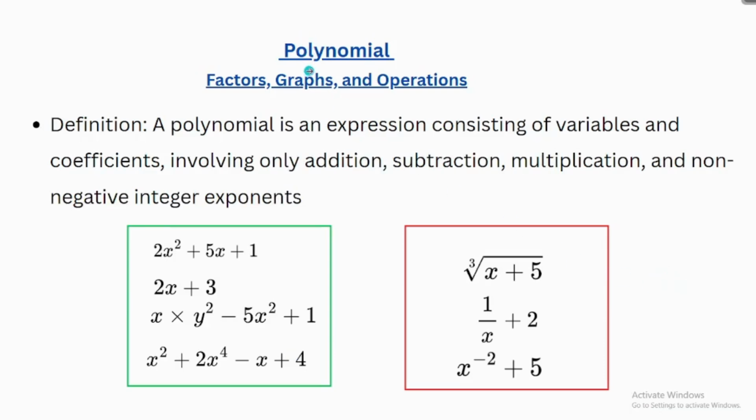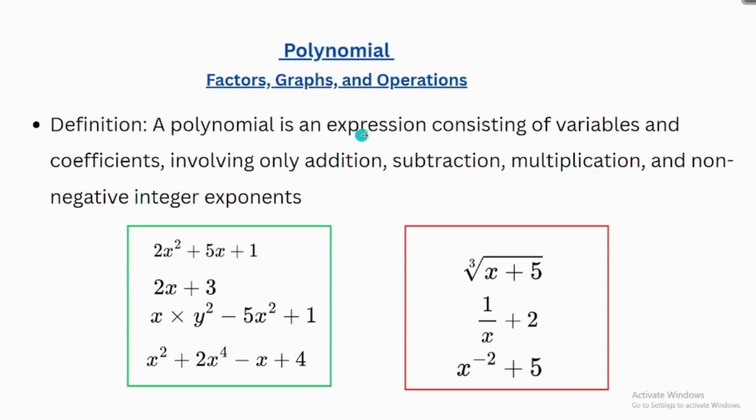Today's lesson is about polynomials, factors, graphs, and operations of polynomials. What is a polynomial? A polynomial is an expression consisting of variables and coefficients involving only addition, subtraction, multiplication, and non-negative integer exponents. These are examples of polynomials. These are examples of non-polynomials.